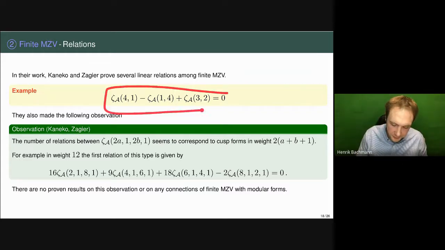But anyway, let's go back to this part here. I said this relation is also satisfied by the symmetric multiple zeta values.